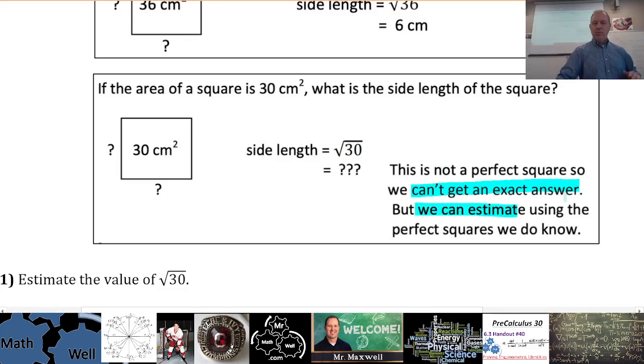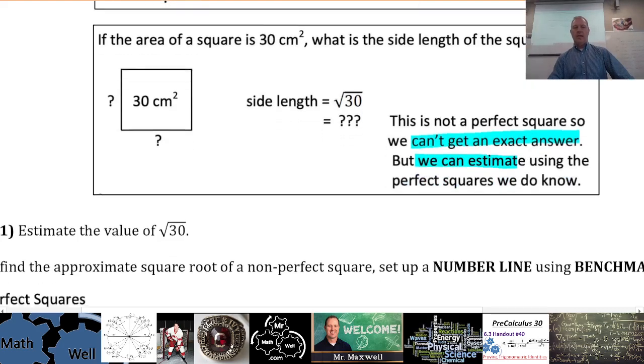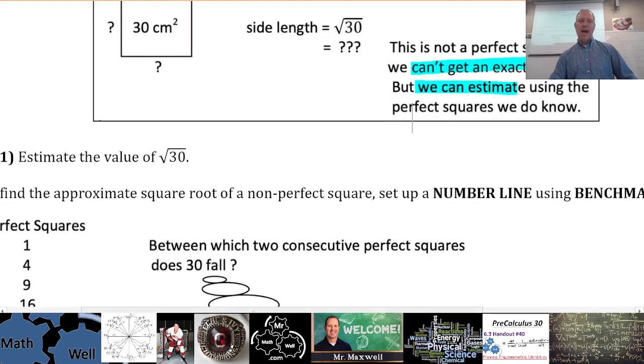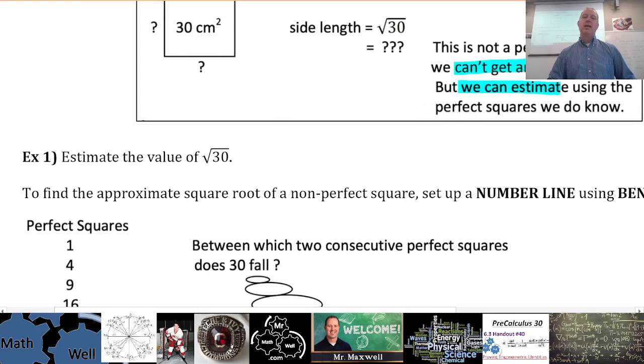Now, if you don't have your calculator out, and if you're not allowed to use your calculator, how would you go about trying to estimate? That's what we're going to spend the next little bit of class learning. So we're going to put our calculators away for now. You can check things, but how would we go about trying to estimate this square root?